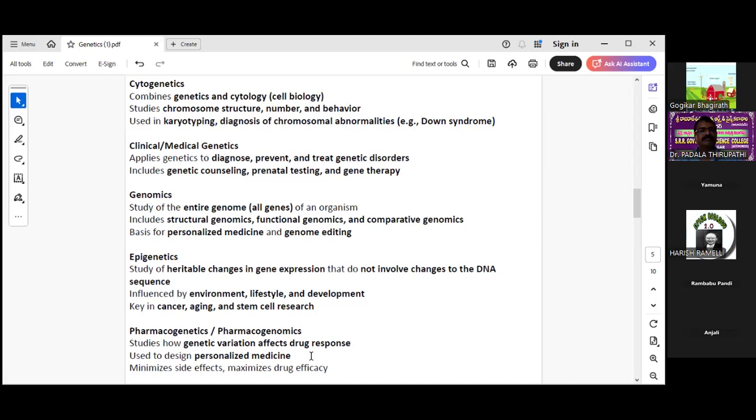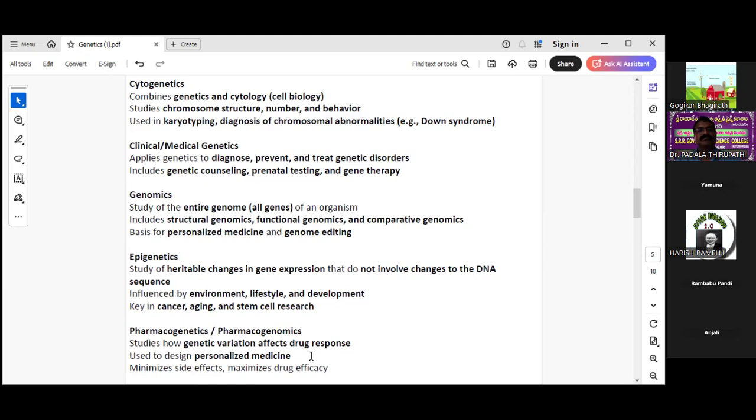When any dispute between the parental and the infant at hospitals, we can use the parental DNA testing, genetic counseling also. We can give the genetic counseling also. That comes under clinical or medical genetics.